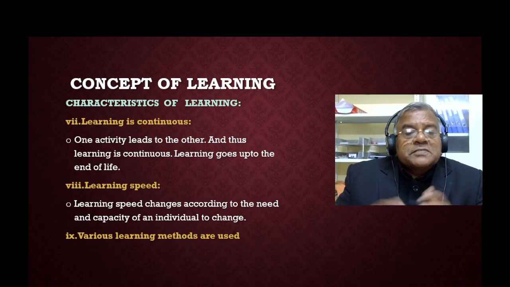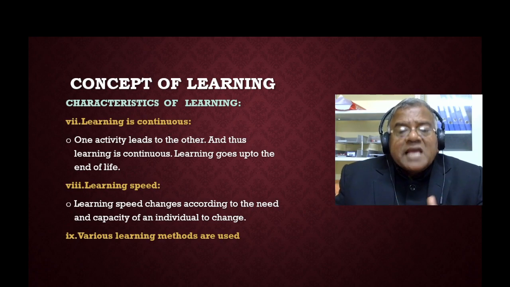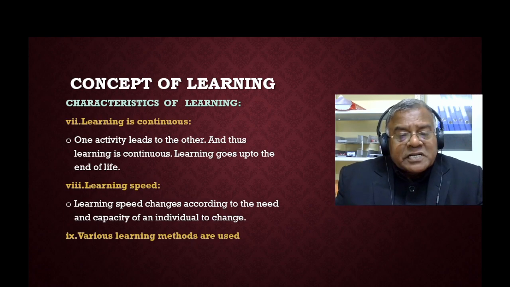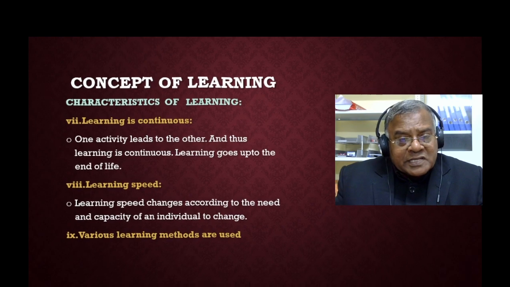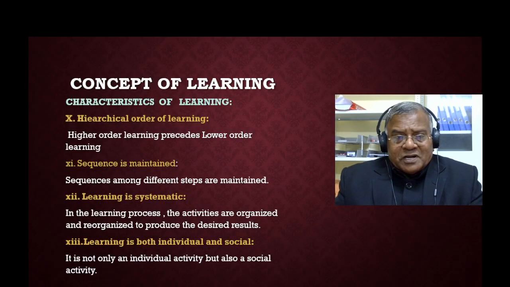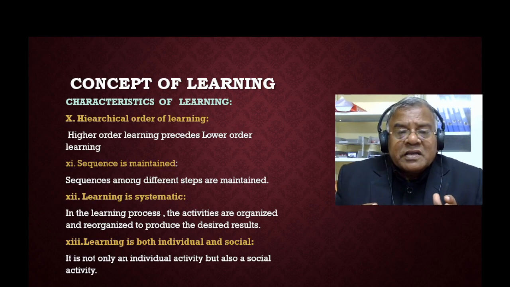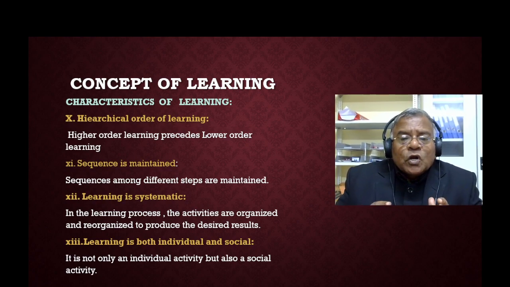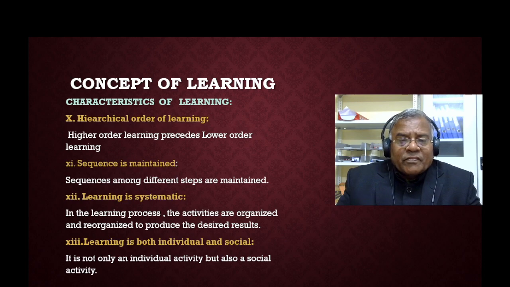There is learning speed. Learning speed changes according to the need and capacity of an individual to change. There are various learning methods that are used in the teaching learning process by the teacher. There is a hierarchical order of learning. Higher order learning precedes lower order learning. Memory is a lower order learning. Higher order thinking, reflection, etc.